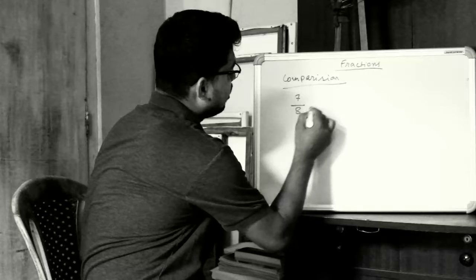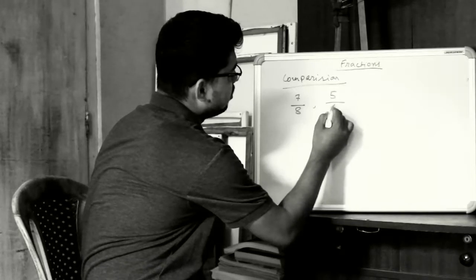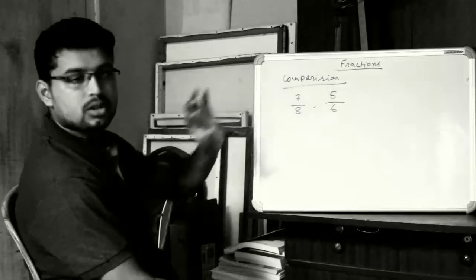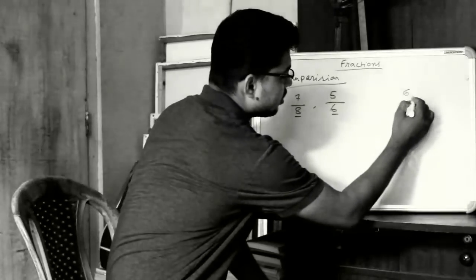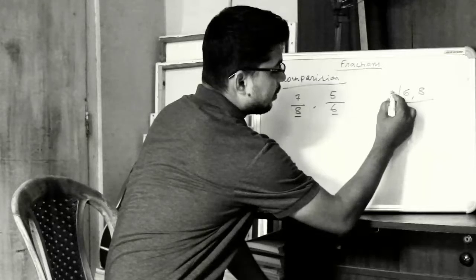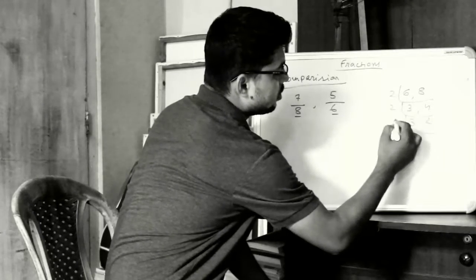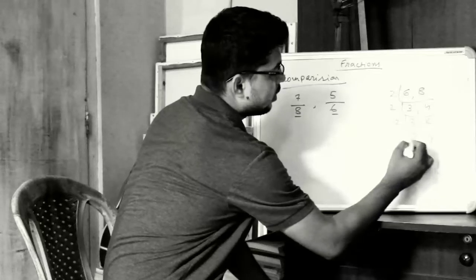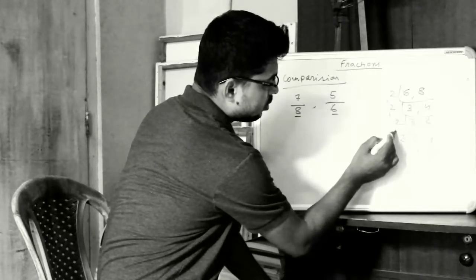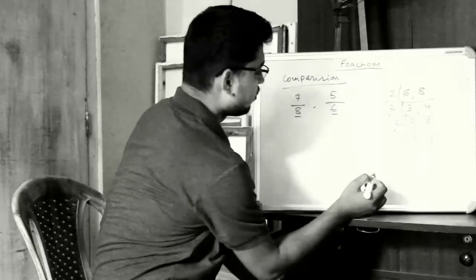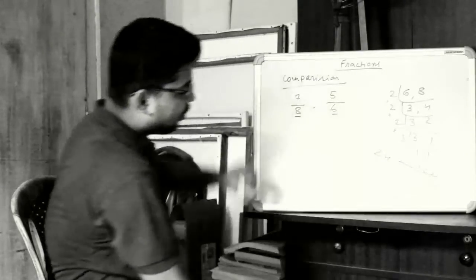Seven by 8 and 5 by 6. So how to compare these? Which one is bigger and which one is smaller? Now you see 8 and 6. Find the LCM. Dividing by 2, 3, and so on, multiply 2 into 2 into 2 into 3, which is 24. So 24 is the LCM of 8 and 6.